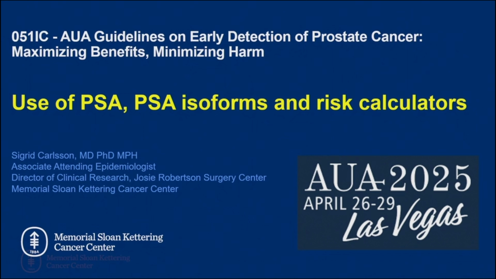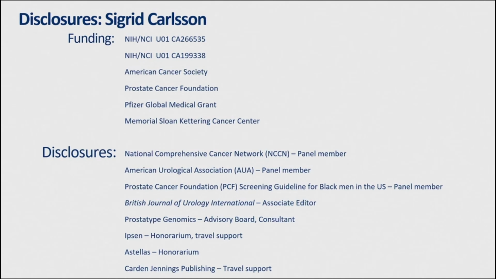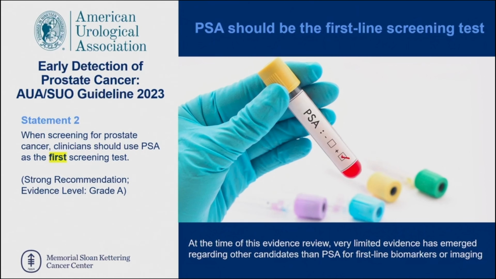So let's continue with the use of PSA, PSA isoforms, and risk calculators. These are my disclosures. So the PSA is still the first-line screening test. As of 2025, we don't have anything better to start with, so the good old PSA is what we recommend as a first screening test for prostate cancer.